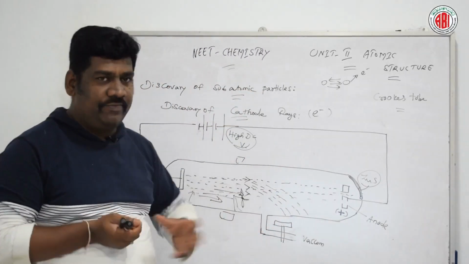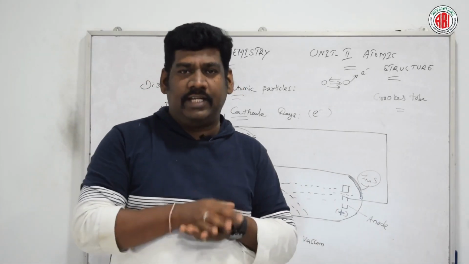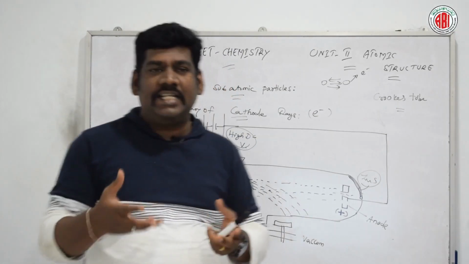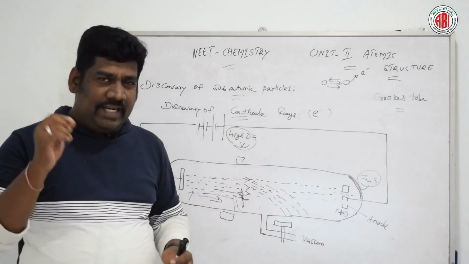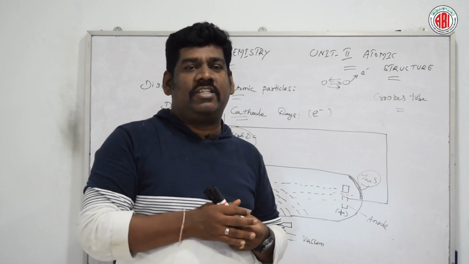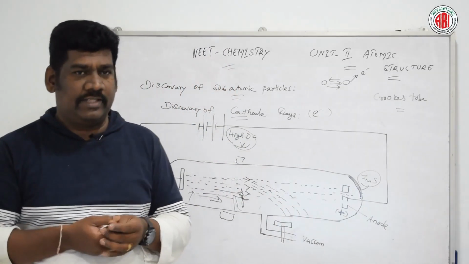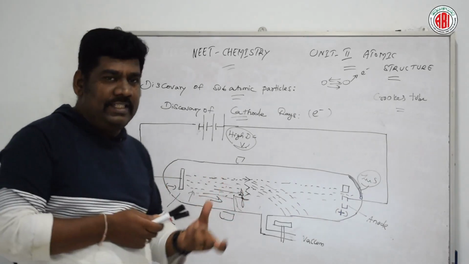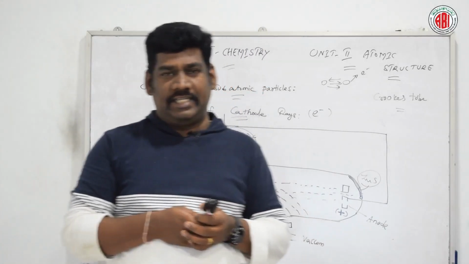All these characteristic features of the cathode rays concluded that the cathode rays consist of negatively charged particles. These rays are made up of negatively charged particles, and these negatively charged particles are called electrons. Now these electrons are said to be the basic and fundamental constituents of all atoms.